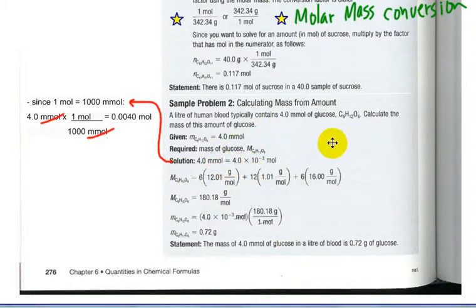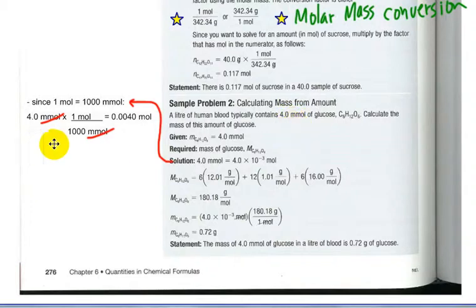Here they're talking about changing from millimoles to mass. There are 1,000 millimoles in 1 mole, so quite easily you just divide by 1,000 to change it into moles. Okay. Finding the molar mass of glucose, C6H12O6: 180.18 grams per mole.